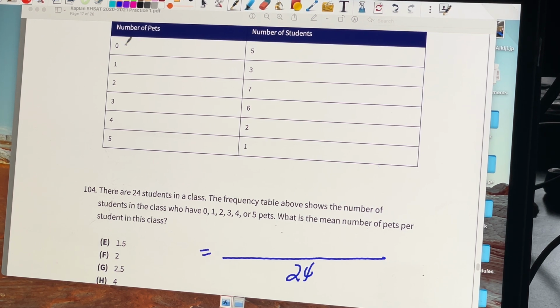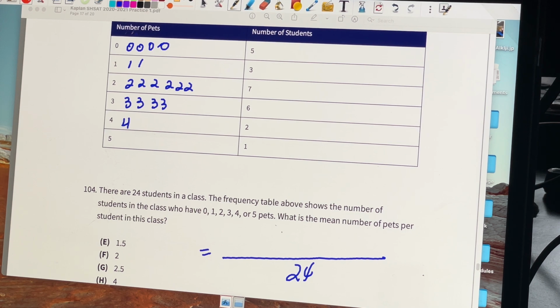So, there are 5 zeros here. Let me just write it out. 5 kids with zeros. There should be 3 ones, since 3 students have 1 pet each. 7 over here: 3, 4, 5, 6, 7. 6 over here: 3, 4, 5, 6. 2 4s, and 1 kid has 5 pets.